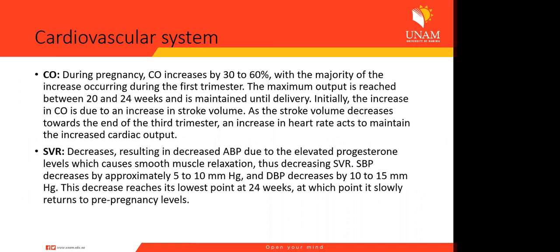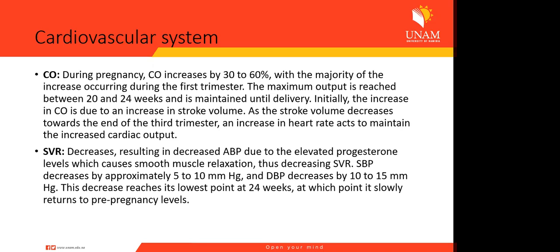The cardiac output increases geometrically from 30 to 60% during pregnancy. And most of these changes in cardiac output occur during the first trimester. By 20 to 24 weeks, maximum cardiac output must have occurred, and this is maintained until delivery. Note that initially, the increase in cardiac output is as a result of increase in stroke volume. But towards the end of the third trimester, the stroke volume reduces, but an increase in heart rate, all right, helps to maintain the increased cardiac output.